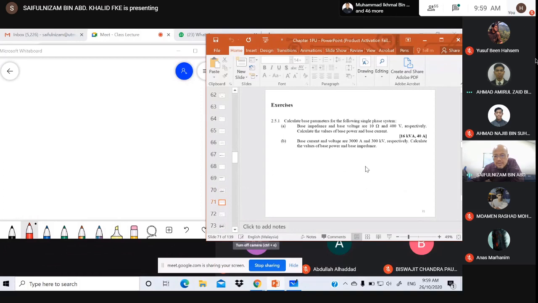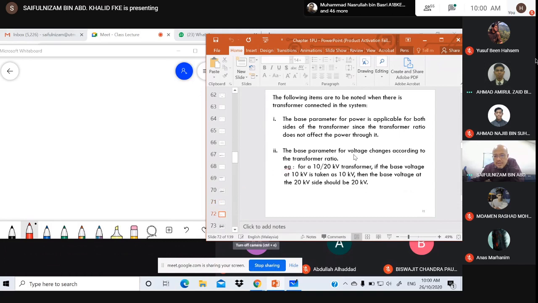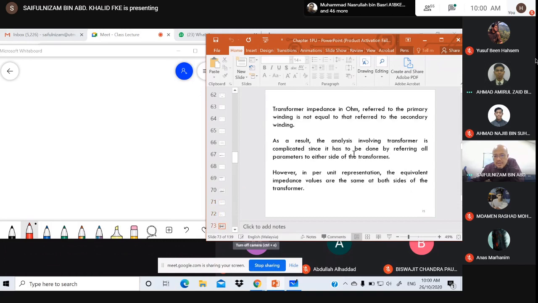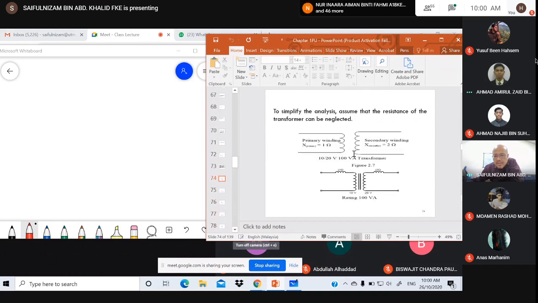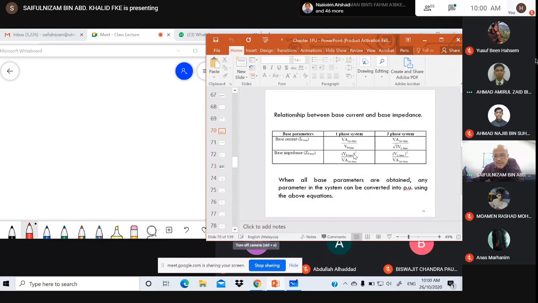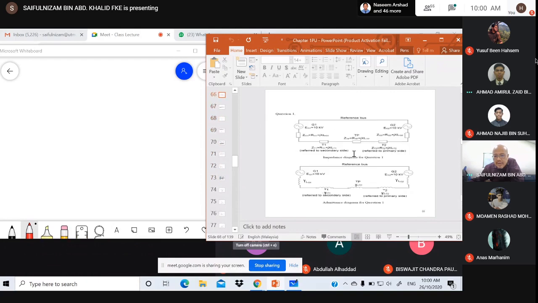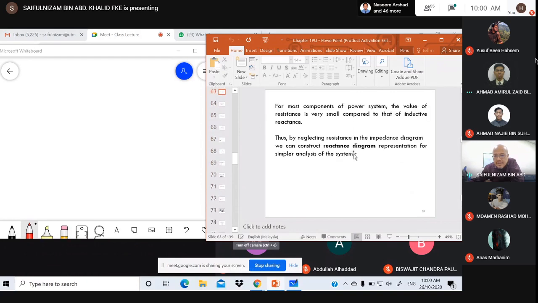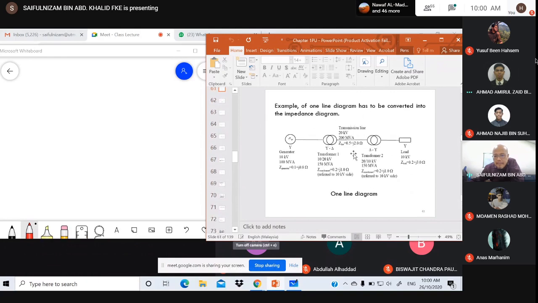Okay, this exercise you can try. If you have any difficulties, you can let me know. You can post to the forum and then WhatsApp me. We go through this impedance diagram later. So, any question in finding this impedance diagram for this example?